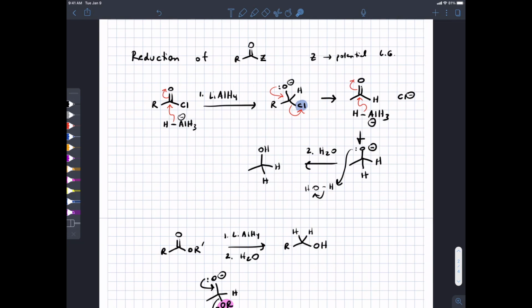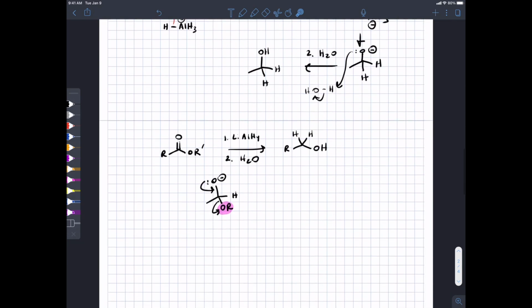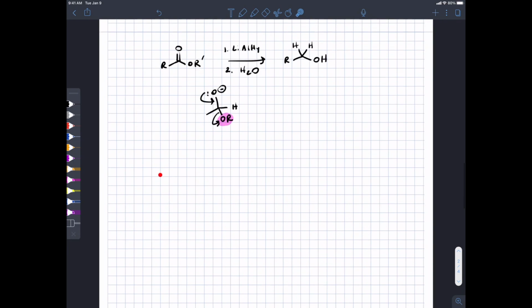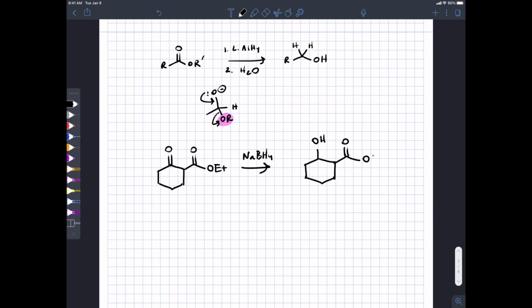And if you see some synthetic scheme later on where somebody is using sodium borohydride in the presence of a molecule that has both a ketone and an ester, then you'll know what's going on. Let me maybe be clear about that. Suppose you have a molecule like this. You could use sodium borohydride to reduce the ketone to an alcohol without touching the ester. Et is not the extraterrestrial, it is instead an ethyl group.